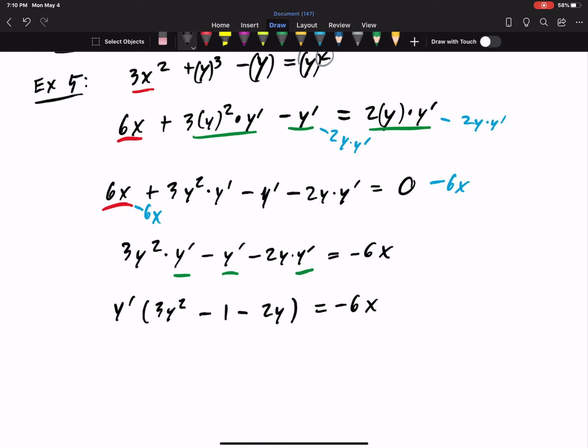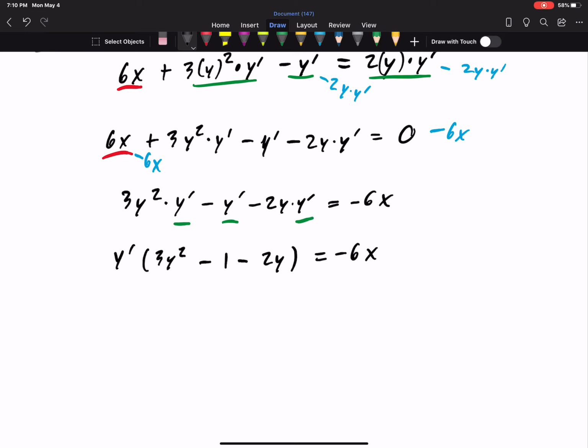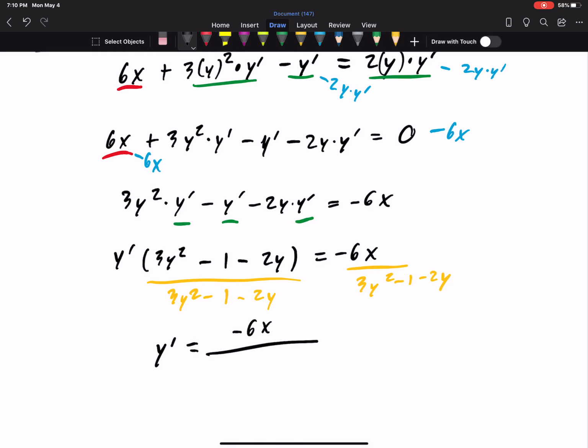What's the last step? Hopefully you said divide. And you are right if that is what you said. So we're going to divide both sides by this lovely thing in parentheses. To finally get our very much needed answer. So we have minus 6x over 3y squared minus 1 minus 2y, and that is indeed equal to our y prime, as we wanted.